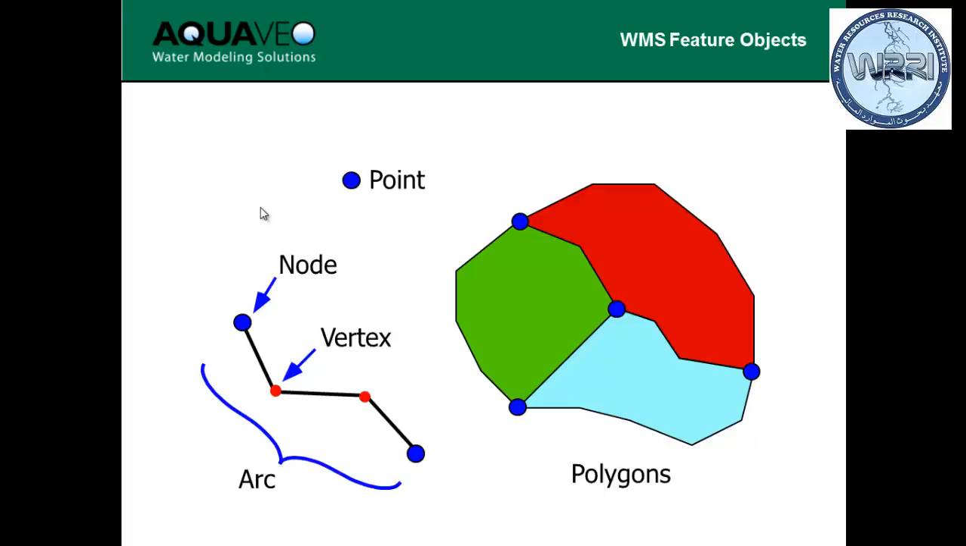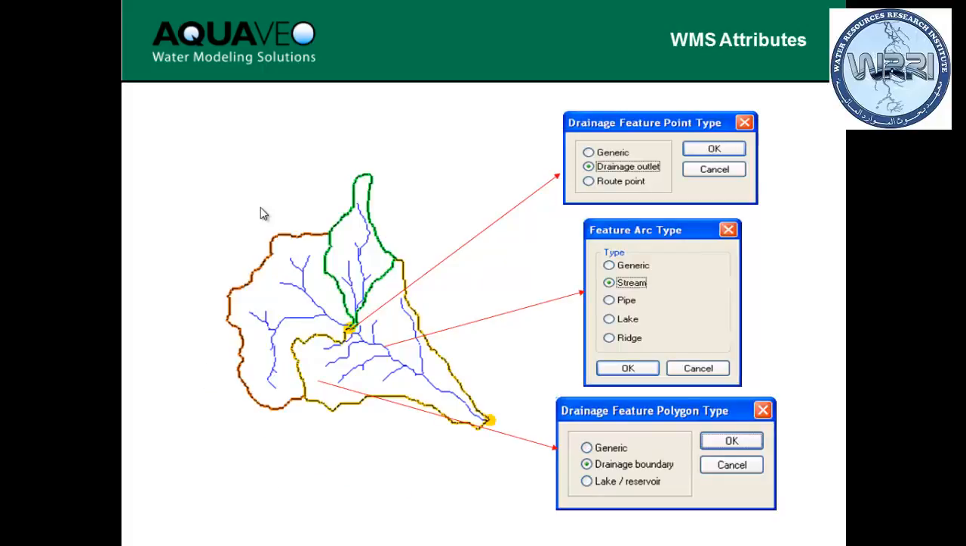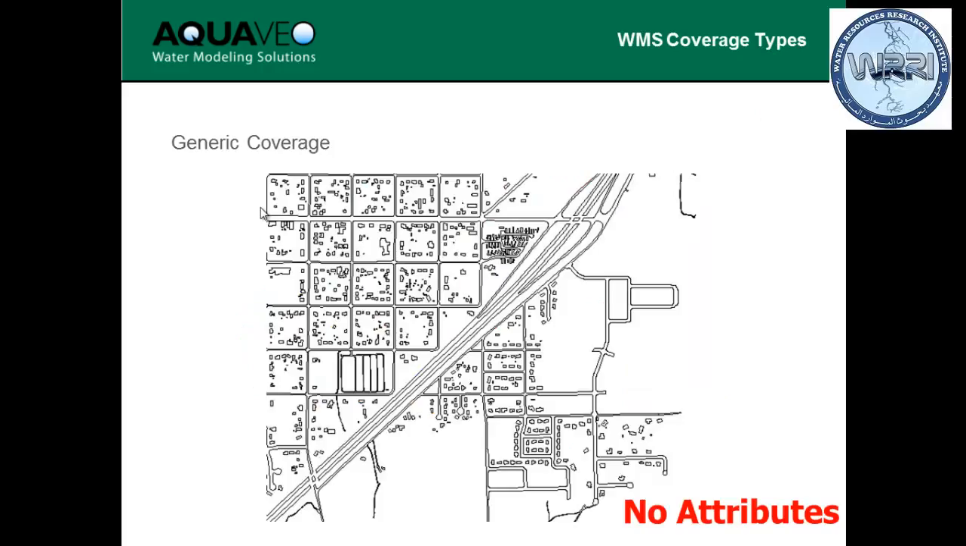That's an arc. The difference between a node and a vertex is a node can have attributes, so you can define an outlet at a node location, but a vertex cannot have any attributes. A polygon is a closed set of arcs. And so, for example, I already showed you a drainage coverage. In drainage coverage, you have points, arcs, and polygons. The points are the outlets, the arcs are the streams, the polygons are your drainage boundaries.